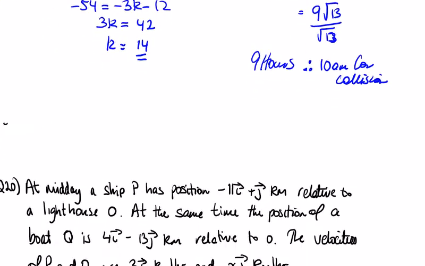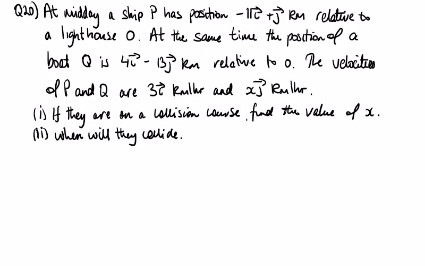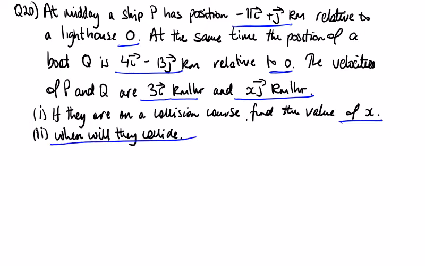And lastly, number 20. At midday, a ship P has position minus 11i plus j relative to a lighthouse O. At the same time, the position of a boat Q is 4i minus 13j relative to O. The velocities of P and Q are 3i kilometers an hour and xj kilometers an hour. If they're on a collision course, find x, and again, when will they collide?